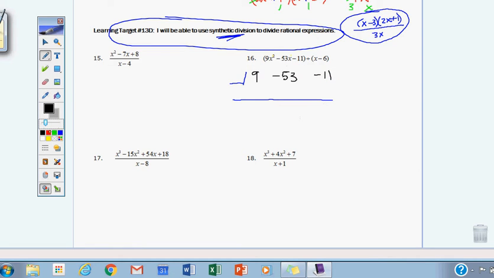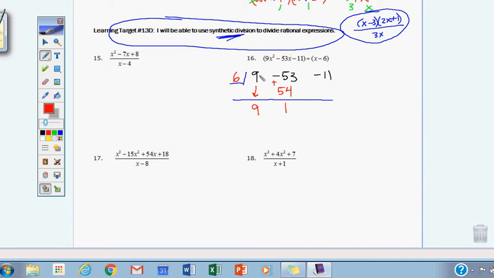Now remember, switch colors here. X minus 6, we take the opposite of what we see here, and that goes right over here. So if we see the minus 6 there, it's going to be a positive 6 over here. All right, first thing we do is pull down the 9, multiply back. 9 times 6 happens to be 54. So multiply back, and then add down. So adding down, I get 1.